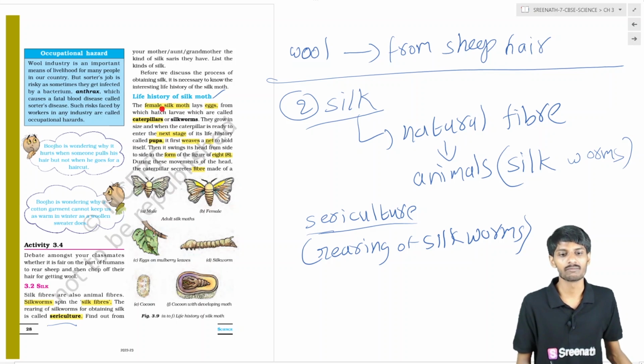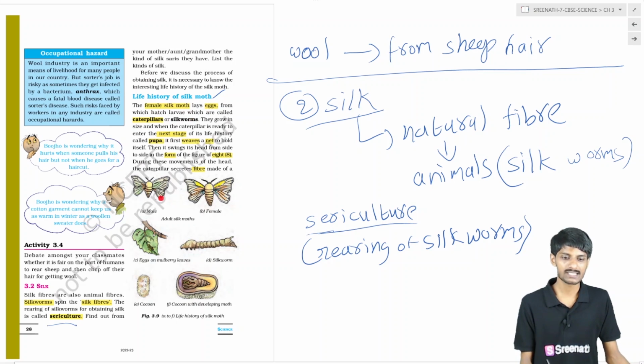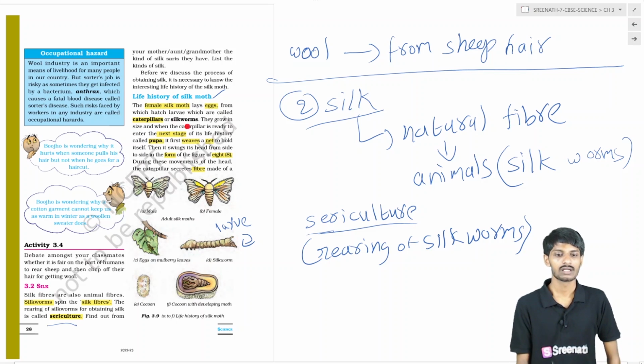Basically, the life history begins with the female silk moth, which lays eggs. This is the male silk moth and this is the female silk moth. The female will lay eggs on the mulberry leaves. From these eggs, the larva will come out, and we call the larva silkworms or caterpillars.